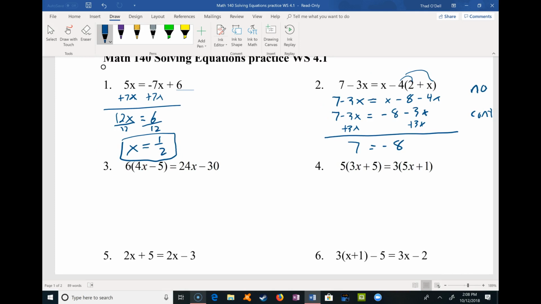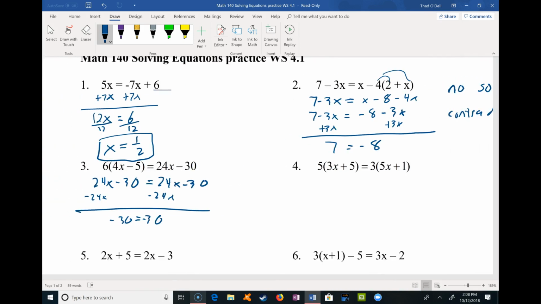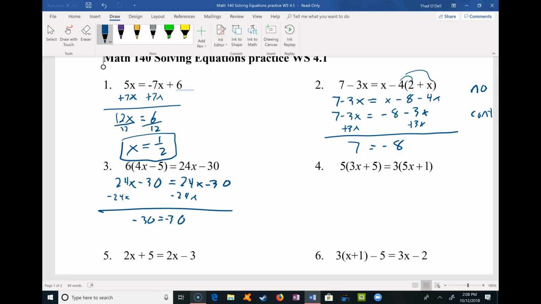Okay, number 3. Once again, we're going to simplify first, so that would be 24x minus 30 and 24x minus 30. And now here's the opposite of what we just experienced. You can see that they're the same thing on both sides. If you didn't notice that, you would have subtracted 24x from both sides, and you would have got negative 30 equals negative 30. And see how in the last one, you end up with an equation that's never true. This one, I end up with an equation that's always true. So this is what we call an identity. An identity is an equation that you can replace x with anything you want, and it'll still be true. So no matter what I plug in for x, this will be a true equation.